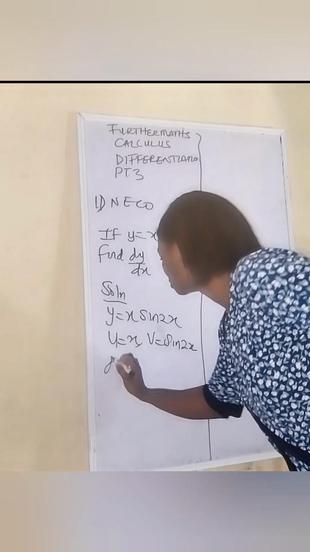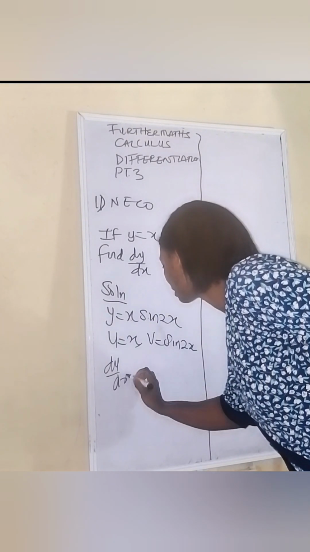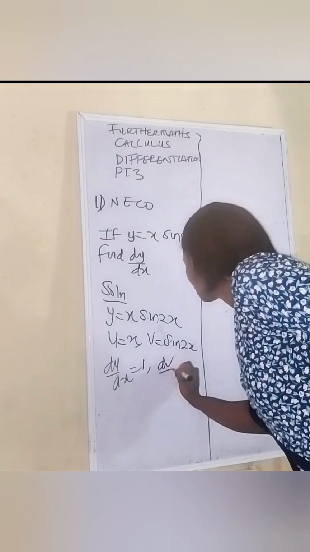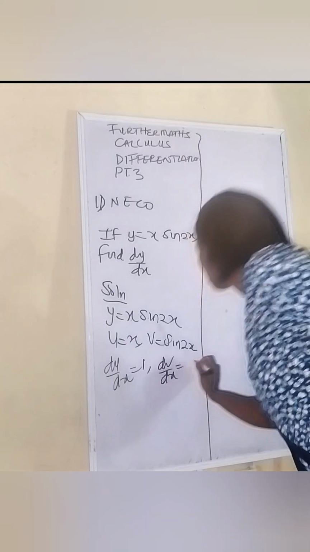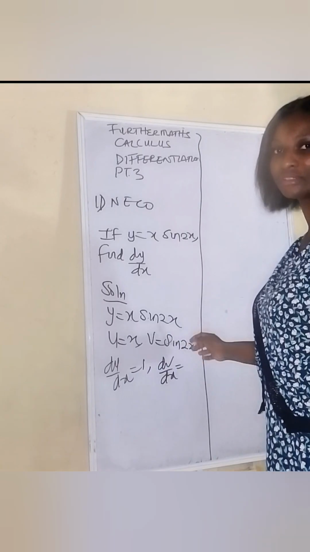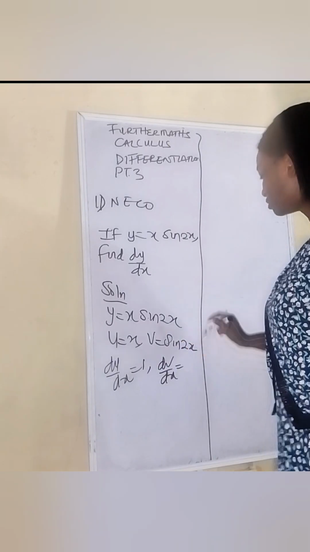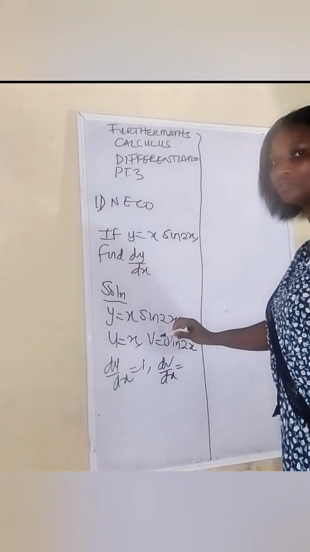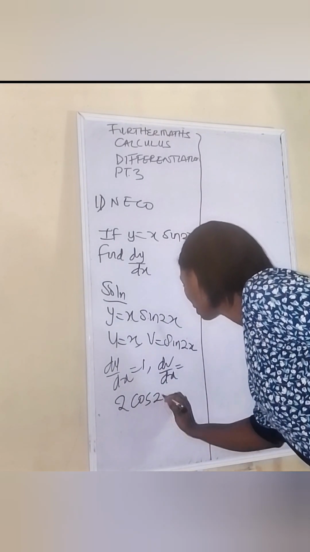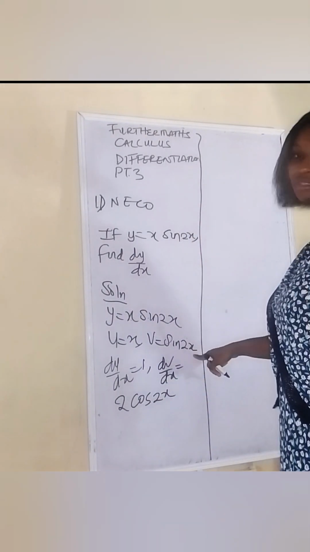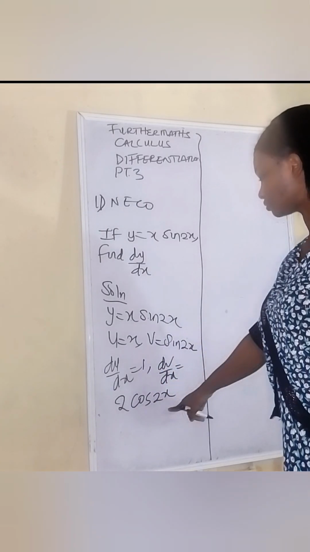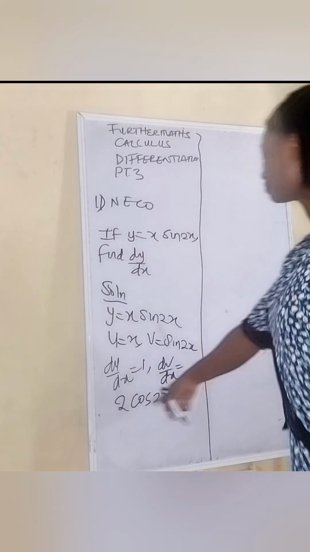So this is our du/dx. Our du/dx is what? It is 1. So now I want to get our dv/dx. When you differentiate sin, it will be cos. You understand? Because we have 2 here, this 2 will move to this side, so it will now be 2 cos 2x. When you differentiate 2x, you get 2, so that 2 will move before you write your cos. So let's now input them.